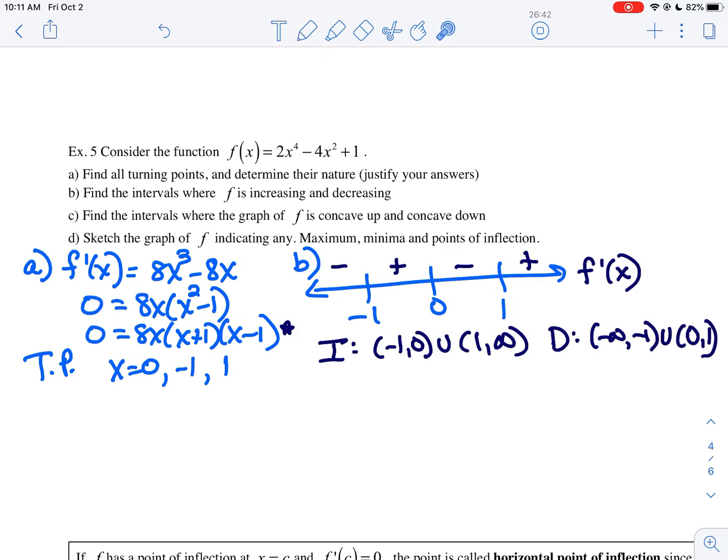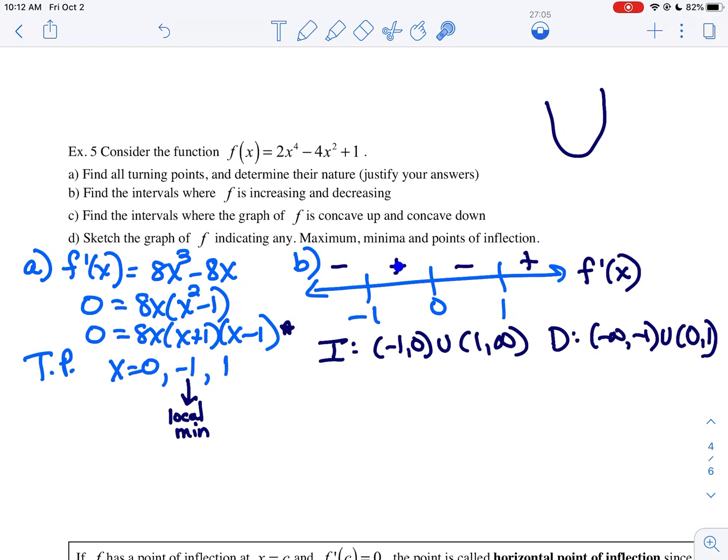So now, let's see if we got this. This is tricky. The function is decreasing to increasing. Decreasing to increasing means a relative minimum. So at -1, this is a local or relative minimum.